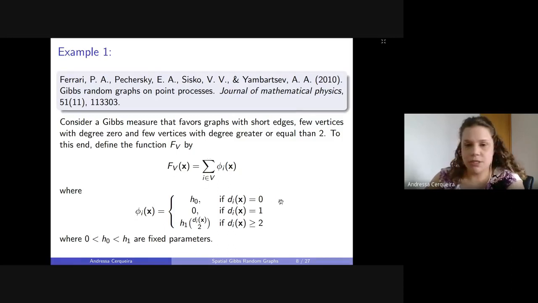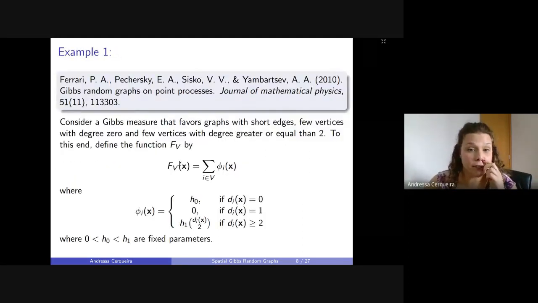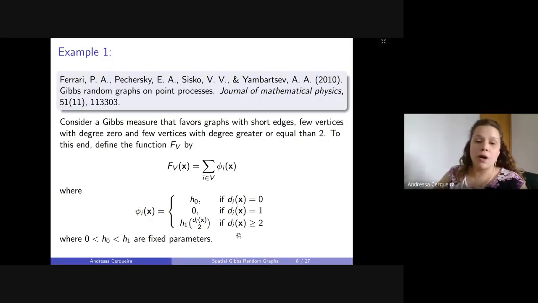In this model, let me just come back here, they are using the same Hamiltonian. Sometimes I omit this part, but this part is always fixed in the Hamiltonian. And they are using the function f as the sum of these phi functions. By this part, we know that the model is penalizing long edges. And by this function, what the model is doing is, in some way, favoring vertices of the graph with degree around 1. It penalizes nodes with degree greater than 2 or degree 0. Because this phi function is proportional to the degree of node i, the larger the degree, the more we are penalizing. So we don't want to have this kind of configuration.